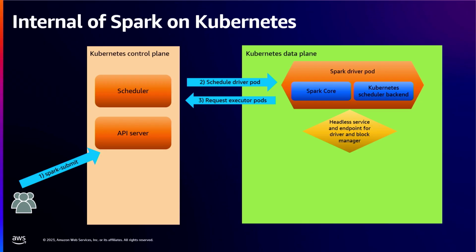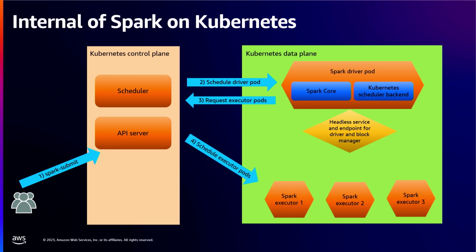So as step 2, the driver requests the API server for a number of executors to be created. And the scheduler will create those executors in the data plane, and these executors get connected to the driver pod using that headless service that you see. That's how the end-to-end communication for Spark on Kubernetes works.